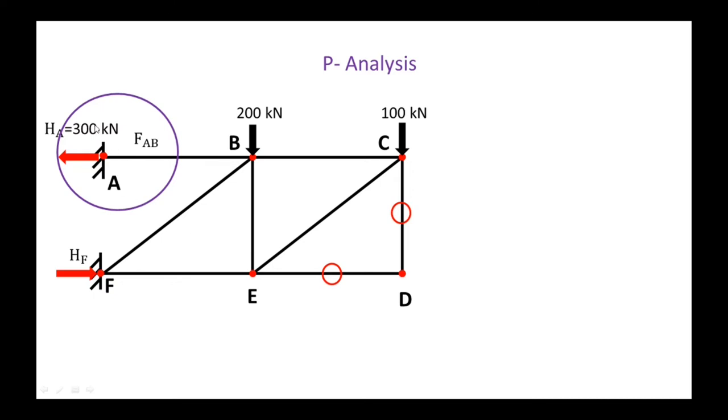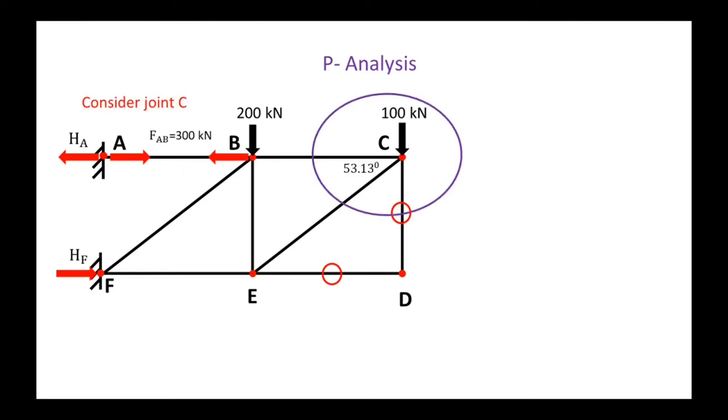Now we are considering the joint A here. So this is the direction towards the left, the HA direction. Now here we want to find the FAB. So here we have to apply sigma Fx. For the sigma Fx, this is the direction we have assumed here towards the right. So here we are considering towards the right as positive and towards the left as negative. So here HA, considered toward the left, is positive. So HA is positive minus FAB, that is equal to 0. So put the value of HA as 300. So 300 minus FAB. So here FAB is equal to 300 kN.